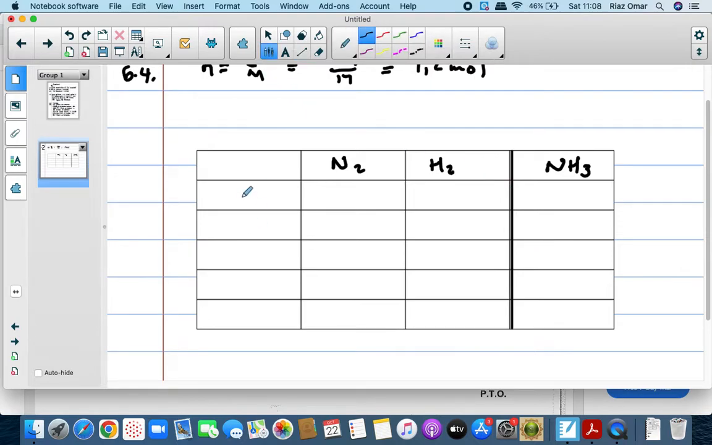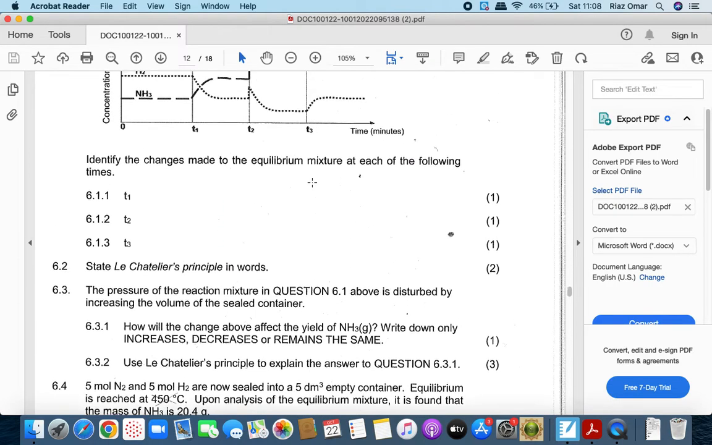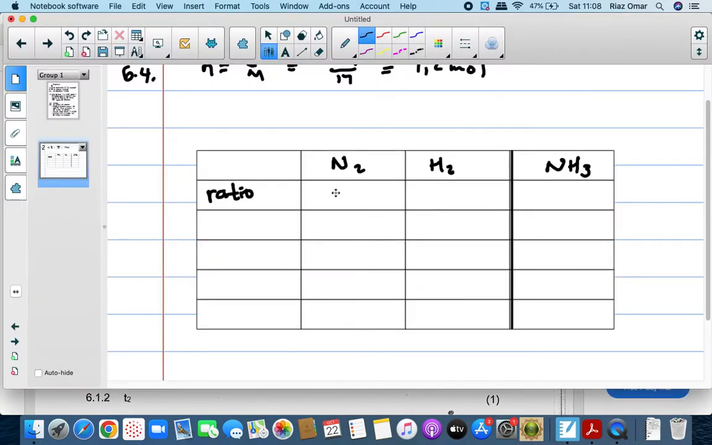Alright, and we can just say our ratio here. Let's just write something. The table doesn't have to be exactly like this. So we got 1:3:2. 1 nitrogen reacts with 3 hydrogen to form 2 ammonia.